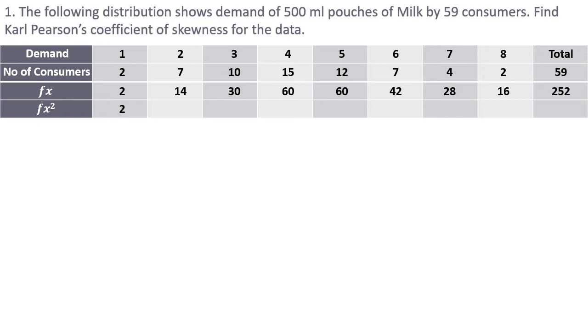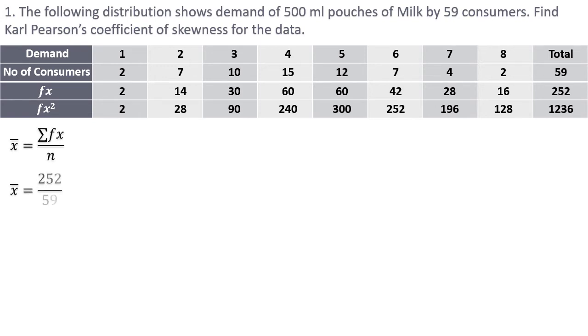Okay, so starting with fx square. Now how to calculate fx square? Fx multiplied by x, the demand, so fx values will be multiplied with the demand values. So 2 1s are 2, 14 2s are 28, 30 3s are 90, 60 4s are 240, 60 5s are 300, 42 6s are 252, 28 7s are 196 and 16 8s are 128, and when you make a total you get 1236.